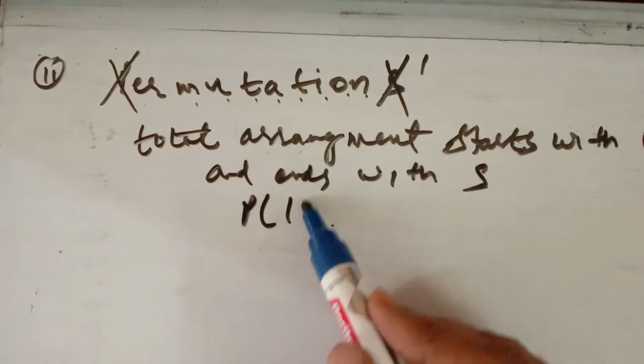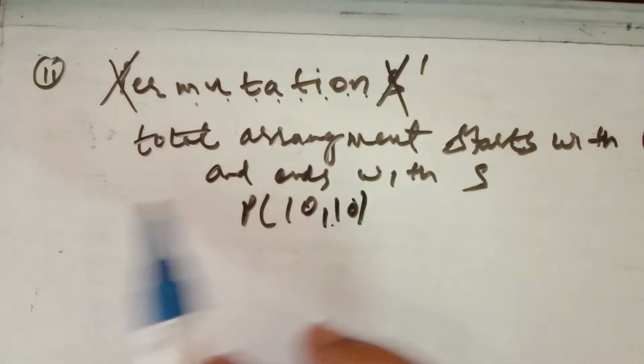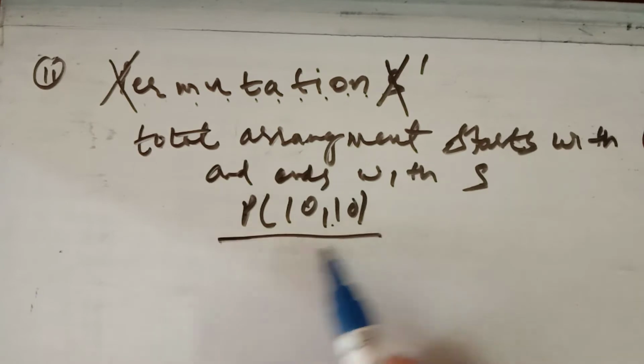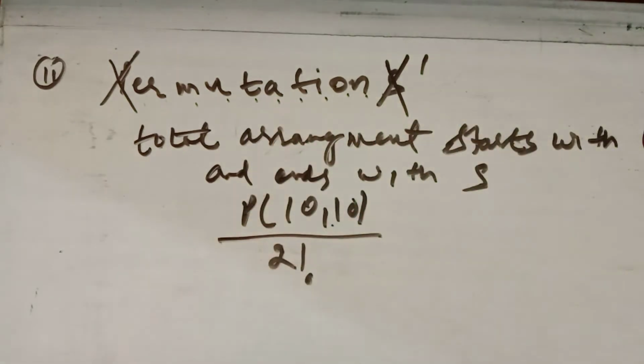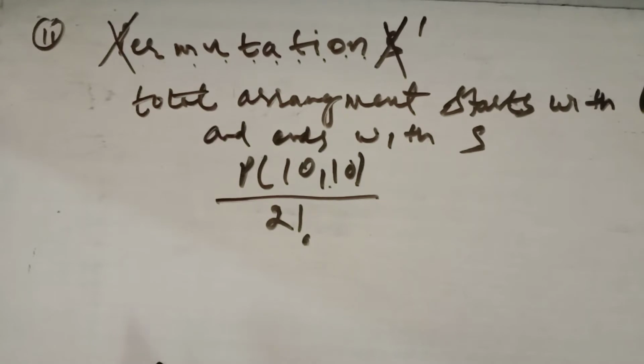They will be permutation of 10, 10, because 2 positions are fixed. So the remaining 10 are to be arranged, and in this T is repeating 2 times and nothing other thing is repeating. So these are the total words that start with P and end with S.